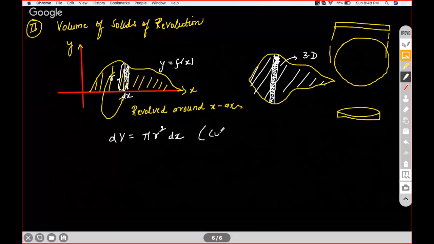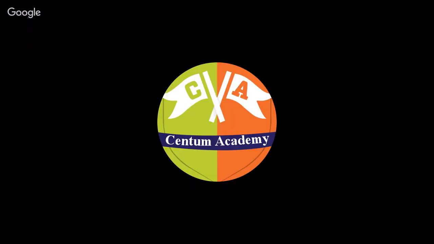What is the volume of a cylinder? Pi r square h. Correct. So pi r square h is the volume of a cylinder. In the same way, the disk is a thin cylinder, so its volume is pi r square dx.